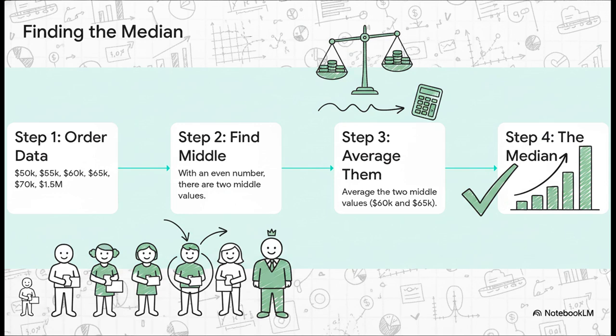Let's see our hero in action. We line up all 6 salaries, including the CEO. Now, since we have an even number of people, there's not one single person in the middle, right? So we just take the 2 who are in the middle, the $60,000 and $65,000 salaries, and find the average of just those 2. The median salary is $62,500. Now, that sounds like a much more typical salary at this company.